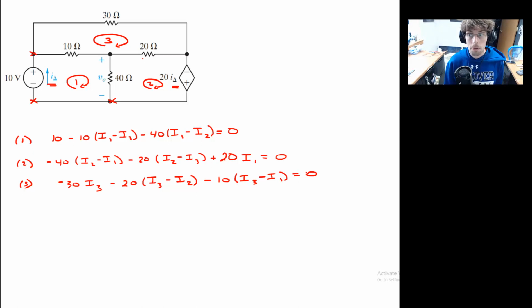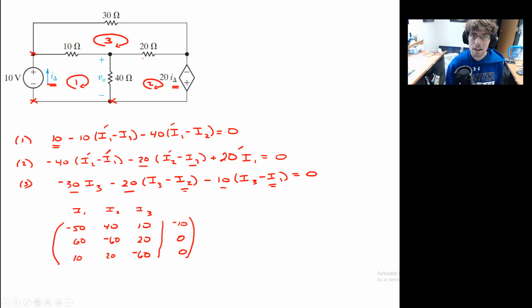Now we just have to apply our linear algebra to get our final answers. Okay? So let's go ahead. I will use the first column as I1, the second column is I2, and the third column is I3. Now go ahead.